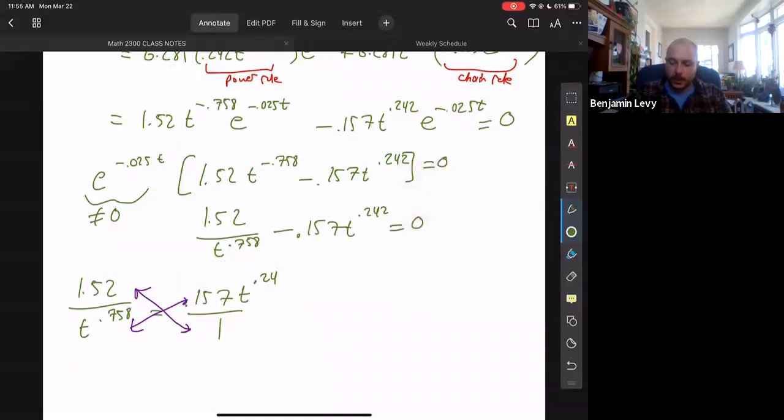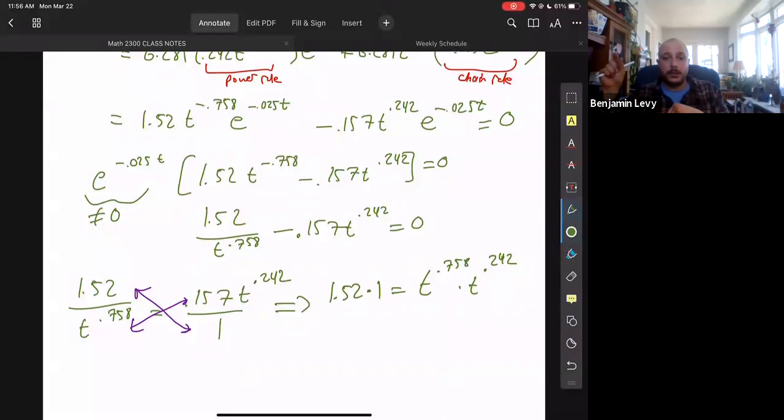All right, so cross multiplying would end up being 1.52 times 1 equals t to the 0.758 to the point... I keep forgetting to write the 2. And this is like the answer, because when you add those exponents, because that's what you do in this situation, you add the exponents, right? You get t, and you get t equals 1.